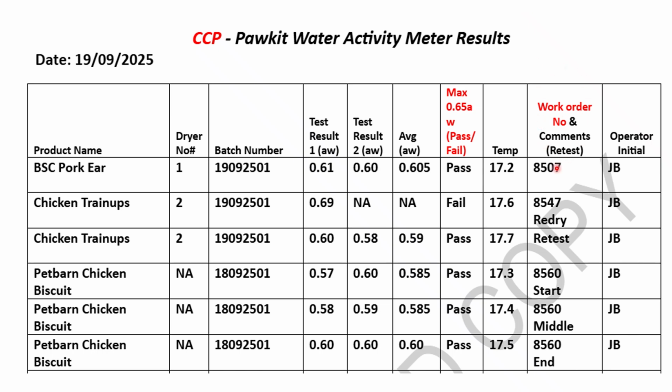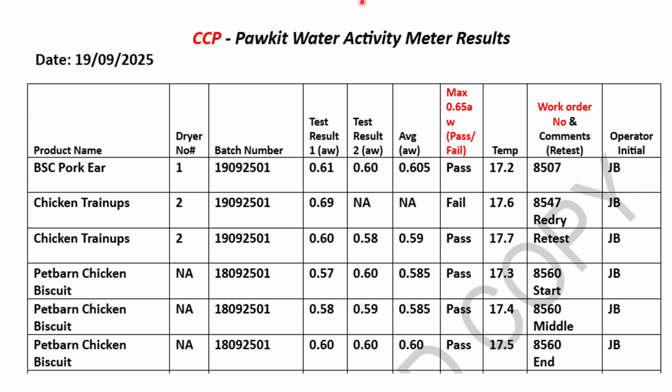In the work order number and comment section, we need to write down the work order of the product, and if there are any irrelevant comments, such as if it needs to be re-dried, or if it's a retest, or if with biscuits, what sample type it is. Start, middle, end. And then afterwards, the operator who conducts the water activity testing must initial it to indicate it is complete and verified.